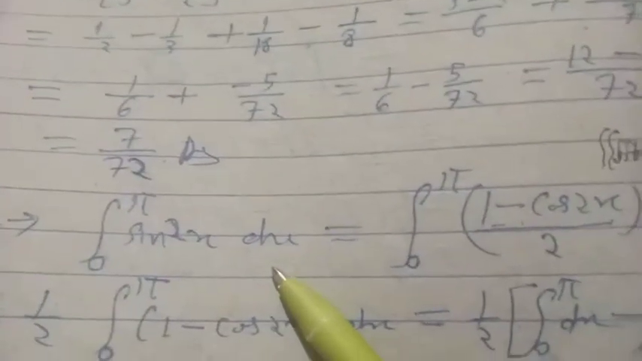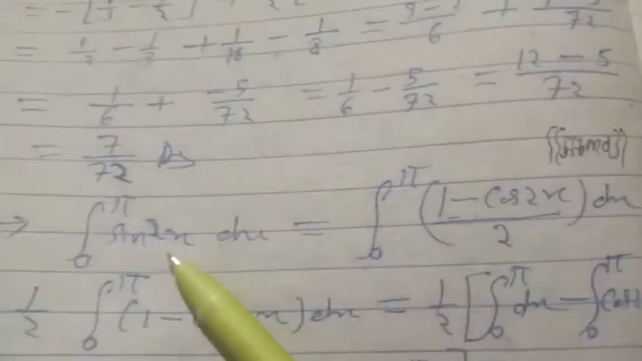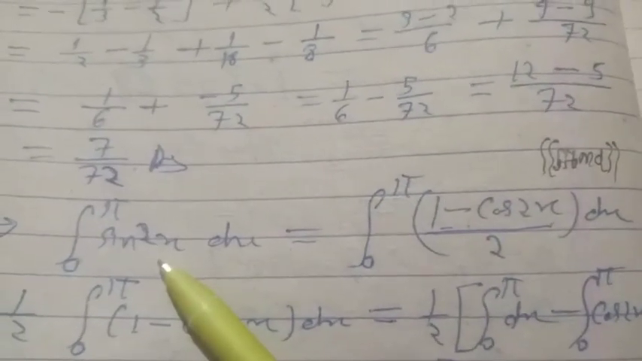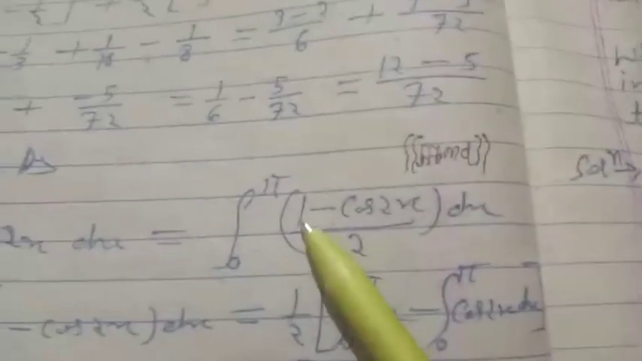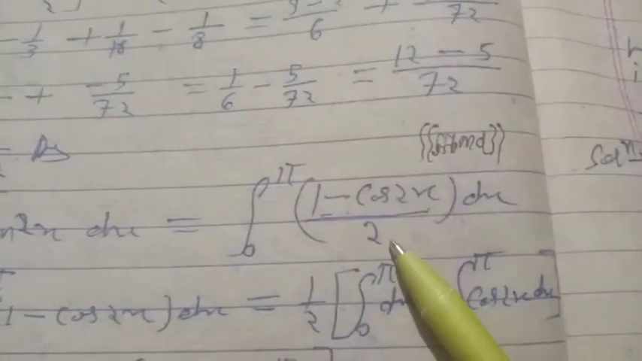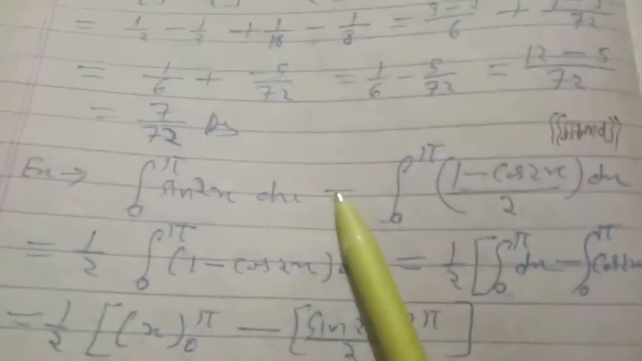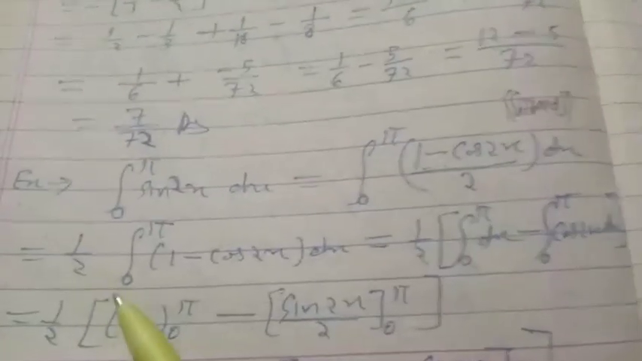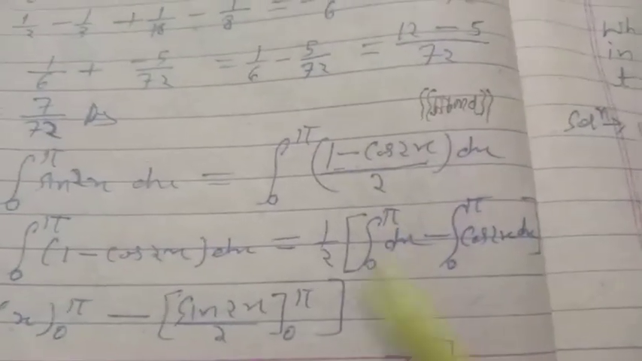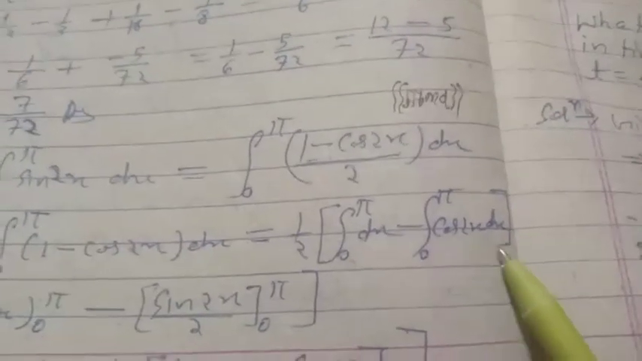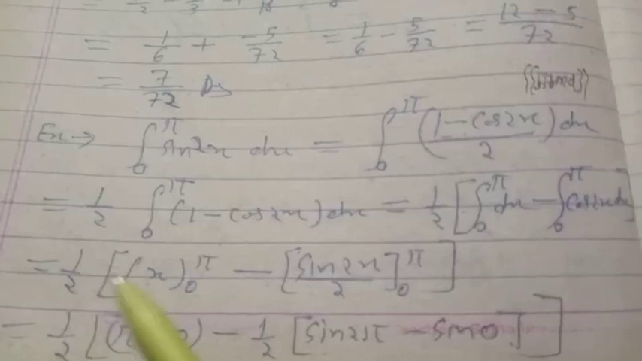Next is integration from 0 to pi of sin square x dx. Now we know that sin square x is equal to 1 minus cos 2x by 2. So we put the value of sin square x as 1 minus cos 2x by 2, dx. Now 1 by 2 can be taken out of the integration, so 1 by 2, limit is given 0 to pi, 1 minus cos 2x dx, or 1 by 2 integration 0 to pi dx minus integration 0 to pi cos 2x dx, under bracket.